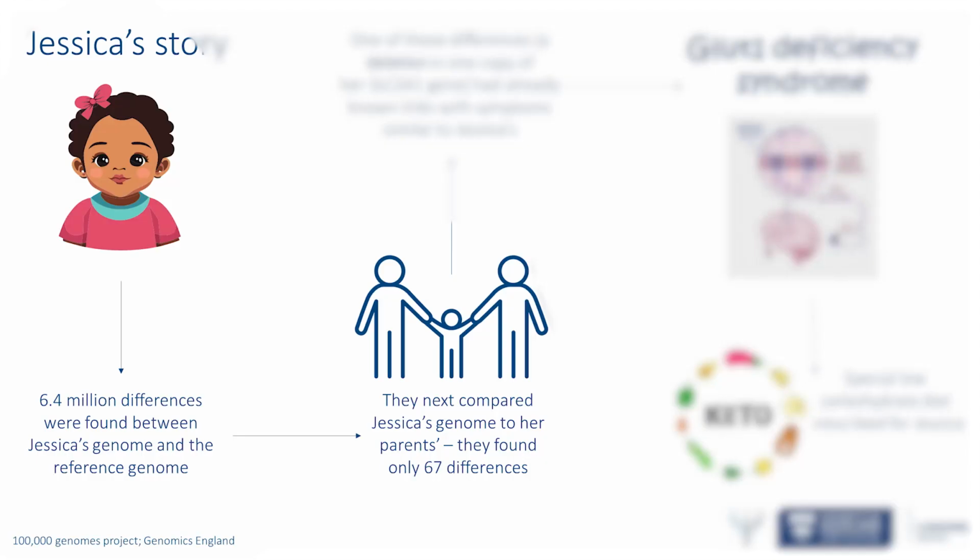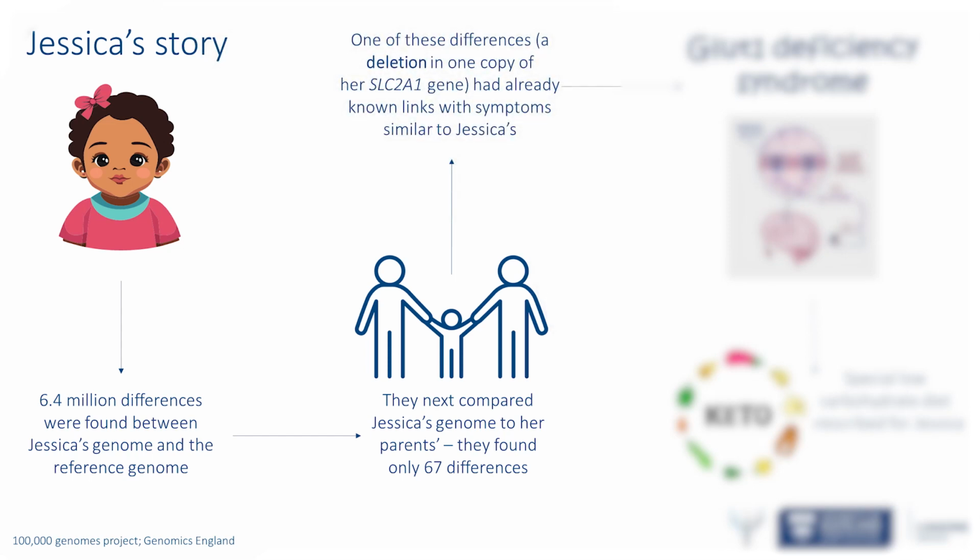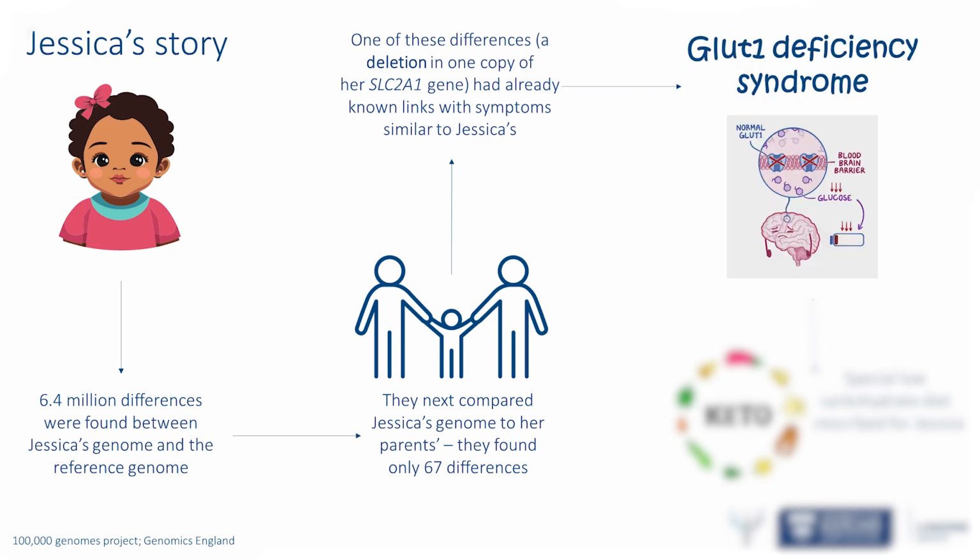Then they took blood samples from Jessica's parents and compared Jessica's genetic makeup to her parents. They identified just 67 differences that were present in Jessica and not her parents. One of these mutations happened to be in the SLC2A1 gene, and this gene had already been linked to symptoms similar to Jessica's. So they could now say that Jessica had GLUT1 deficiency syndrome. This means she doesn't produce enough of the protein which transports glucose from the blood to the fluid around the brain. This disease is thought to affect around 1 in 25,000 individuals, although several studies have reported a much lower prevalence, which perhaps indicates it often goes underdiagnosed, likely due to a lack of genetic testing.